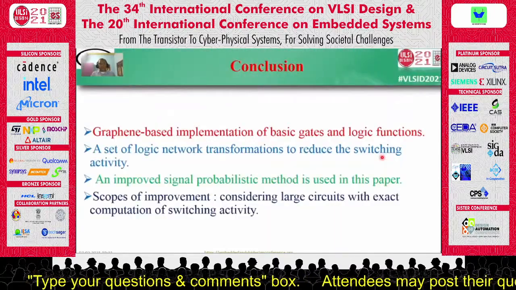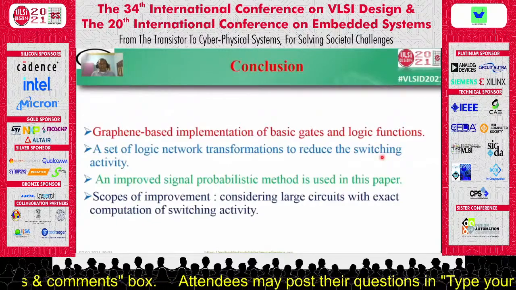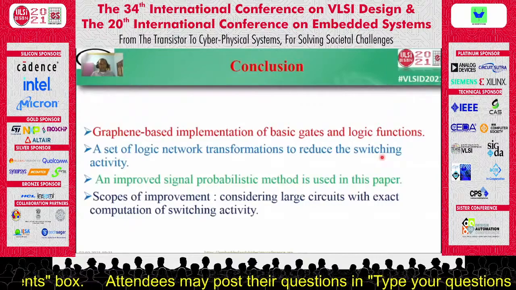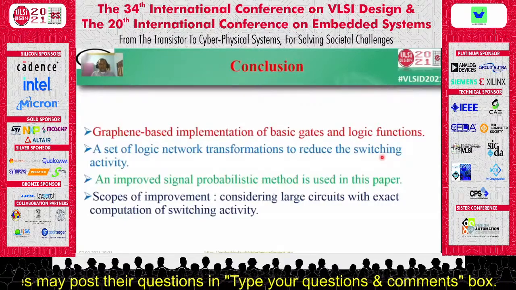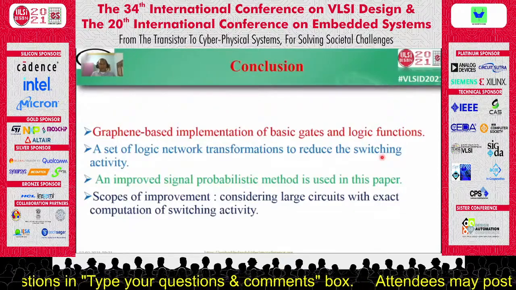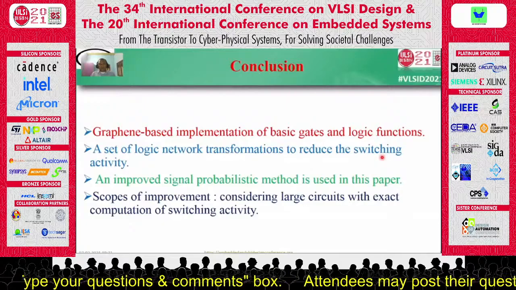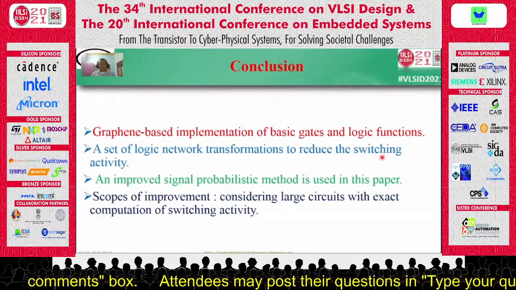Now the conclusion. In this paper we discuss the graphene based implementation of basic gates and logic functions, basically the circuits. A set of rules for reducing the switching activity is proposed. We use a modified or improved signal probability based method. Now the scope of the improvement is basically estimation of the switching activity considering large circuits.